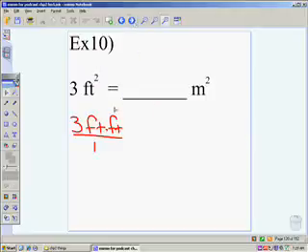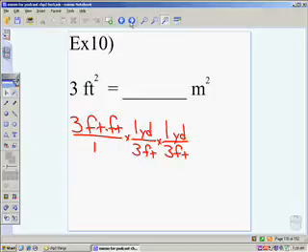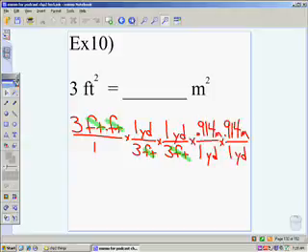So in example 10, again, we're going to write our feet squared as separate units multiplied together. And we're going to multiply by a ratio to change the feet to yards. And we have to do that twice. And then the units cancel out. And then another set of ratios in order to convert the yards to meters.